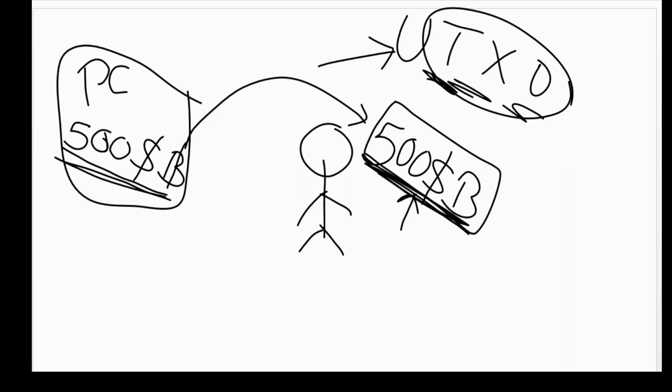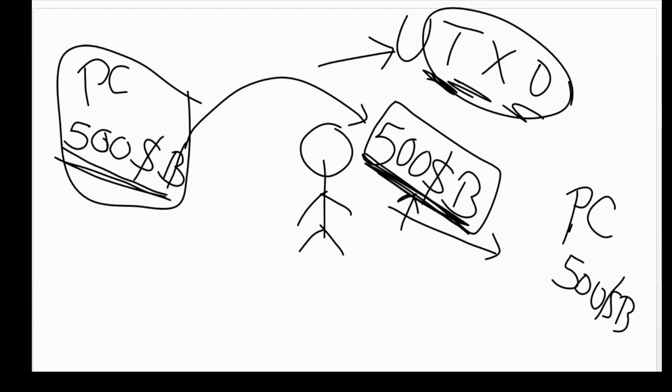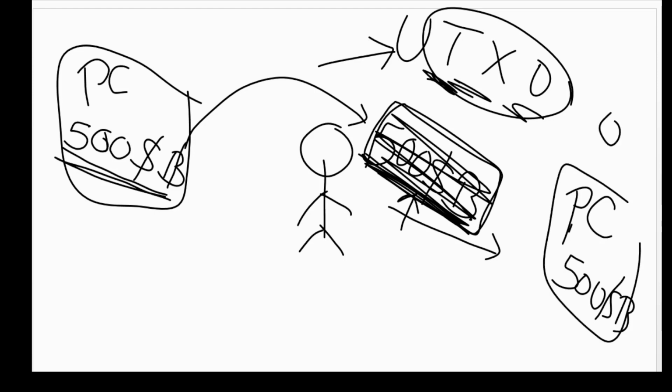Let's say you buy another PC for yourself, which costs $500. That is, you transfer this $500 worth of Bitcoin to someone else. Now this UTXO will no more remain in your account. That someone else will have this $500 worth of Bitcoin as his UTXO, not yours.